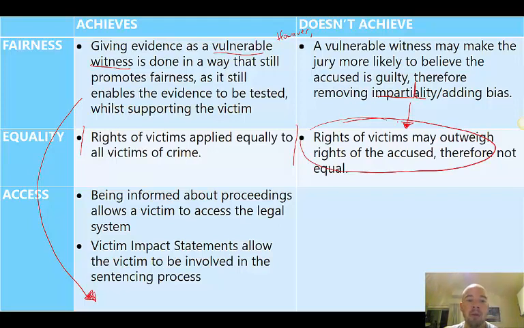Access, being informed about proceedings, again, allows you to know what's going on and access the legal system, both in a physical sense if you want to turn up, but also understanding what's happening. And victim impact statements, which occur in sentencing, allow the victim to be involved in the sentencing process. We look at victim impact statements in the factors as part of sentencing a little bit later on.